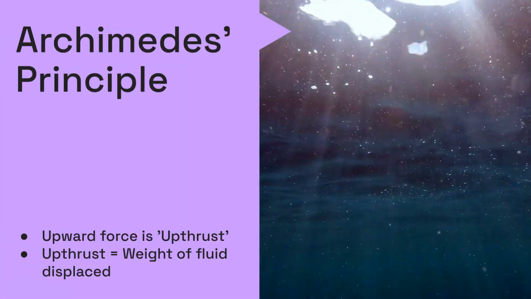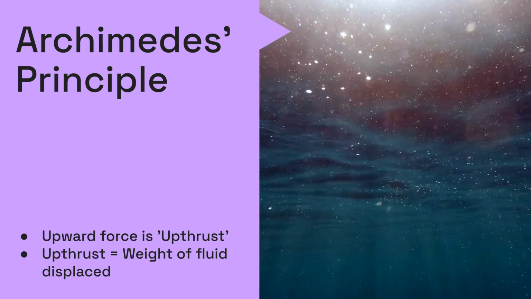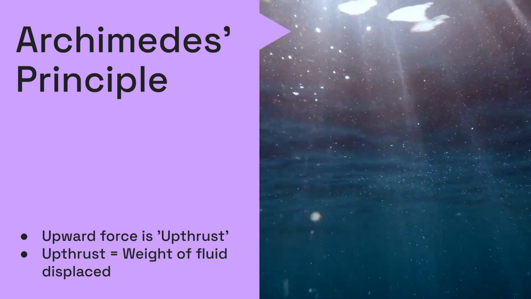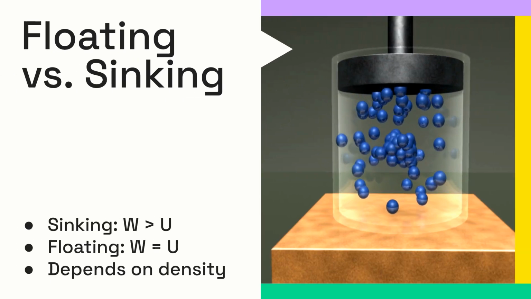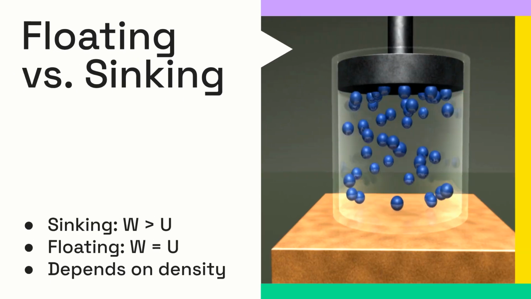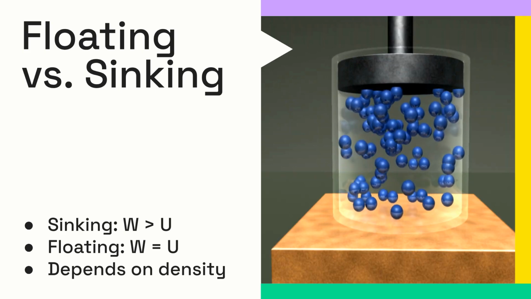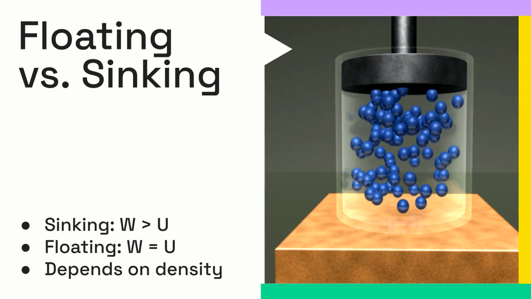When an object is submerged in a fluid, it experiences an upward force called upthrust. Archimedes' principle states that this upward force is exactly equal to the weight of the fluid that the object has displaced. Whether an object sinks or floats depends on the balance between its weight, W, and the upthrust, U. A barge floats when it displaces its own weight in water. A dense brick sinks because its weight is greater than the upthrust it experiences.